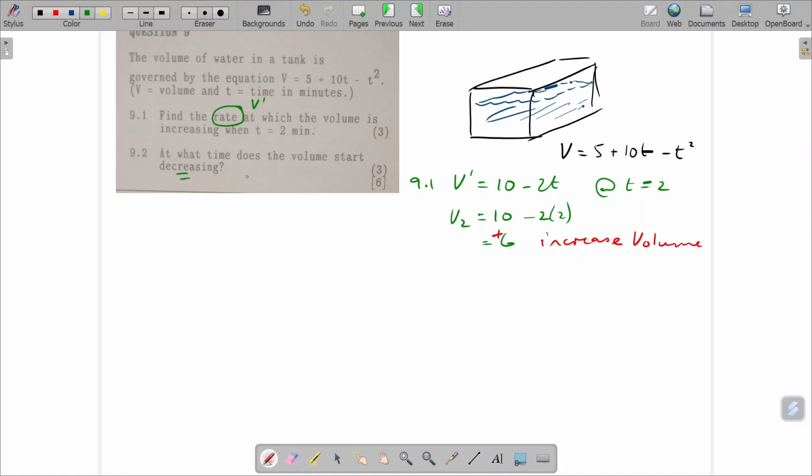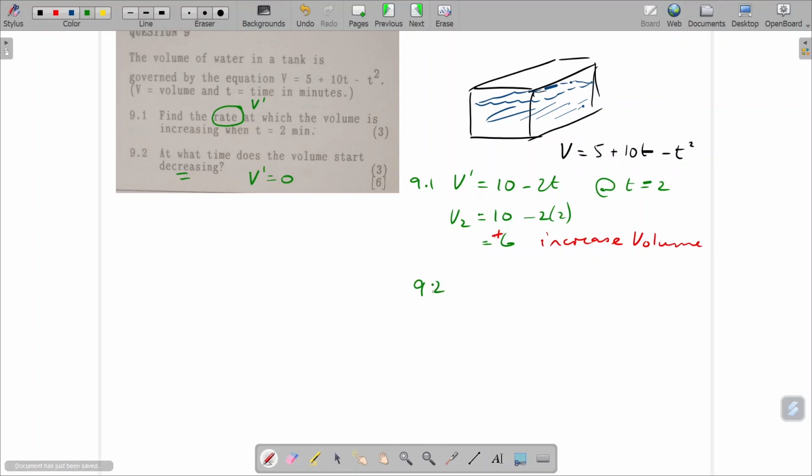Okay, again, hopefully that makes sense to you. At what time does the volume start decreasing? If it's going to start decreasing, we need to look at where v dash equals 0, because where it equals 0, we'll have a change from positive to negative. So over here, we're going to look at 9.2.